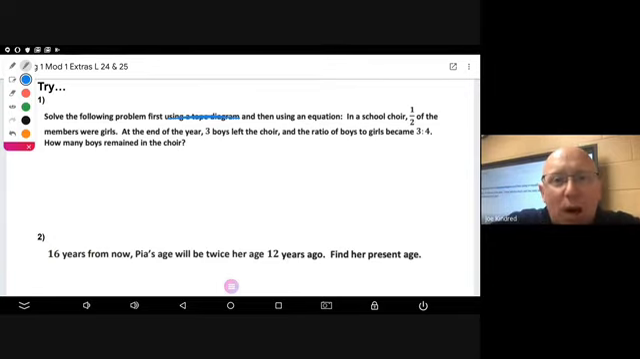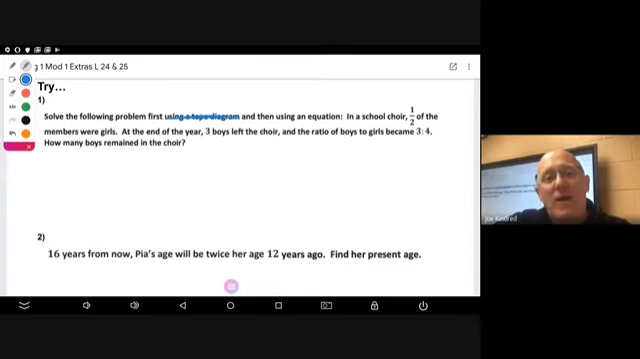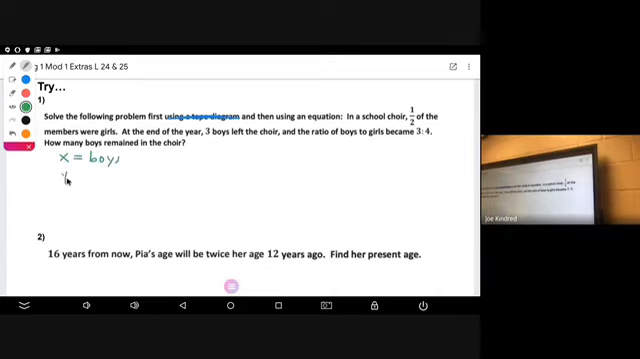In a school choir, half of the members were girls. That meant half the other members were boys. At the end of the year, 3 boys left the choir, and the ratio of boys to girls became 3 to 4. How many boys remained in the choir? Well, because it was half and half, I'm going to go ahead and just pick a variable. Let's just say X was equal to boys and X was equal to girls. It's the same variable because it was half and half.